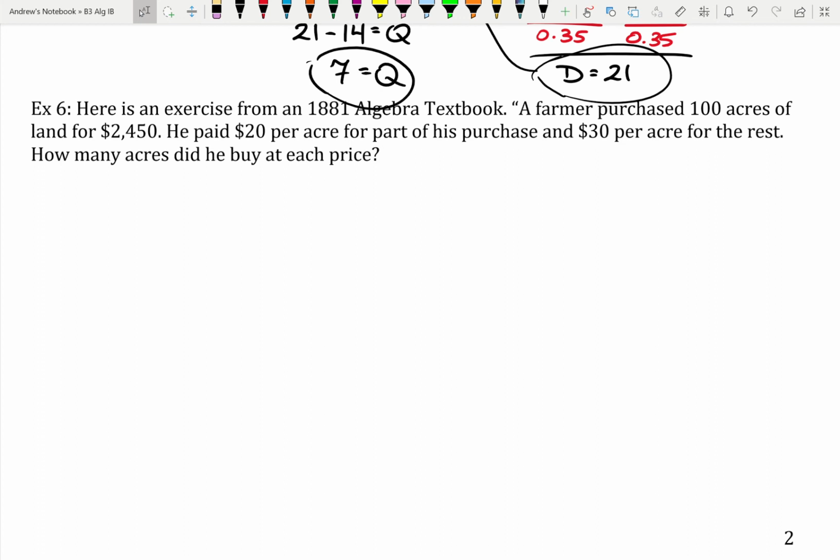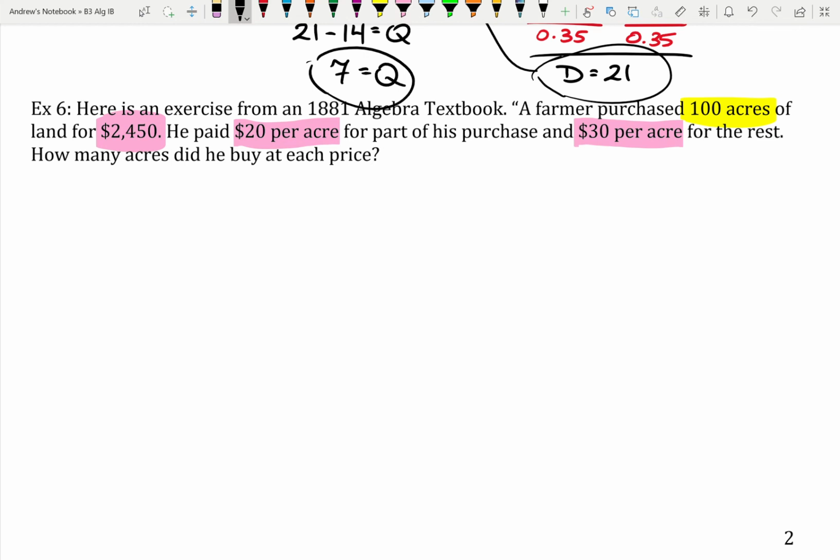Alright, so same kind of deal. We have some information here. We can set it up as a system of equations. One of them is that we know he purchased 100 acres total, and they came out to $2,450. I know that piece of information, because it's all in the same sentence, seems like it all goes together, but I'm going to let you know a secret: this 2,450 is going to go with the other bit. He paid $20 per acre for part of it, and $30 per acre for the rest. And we want to figure out how many acres we bought at each price.